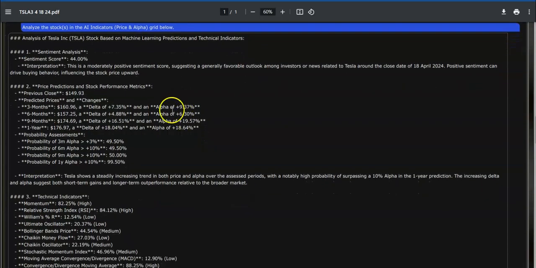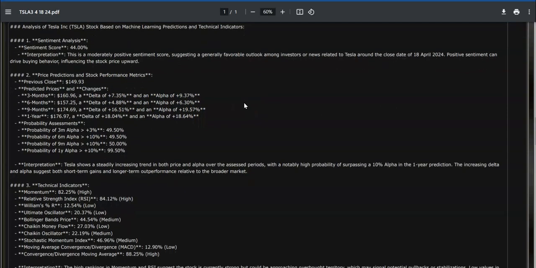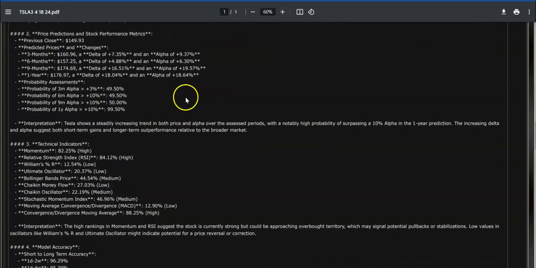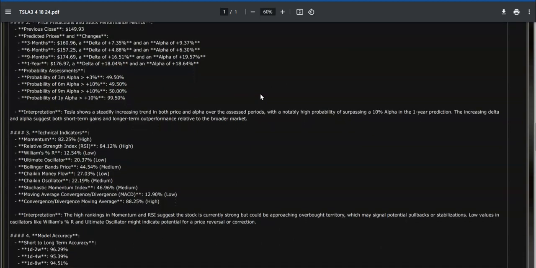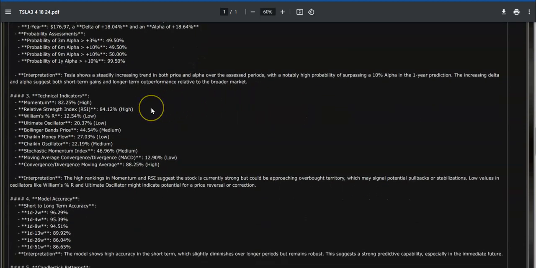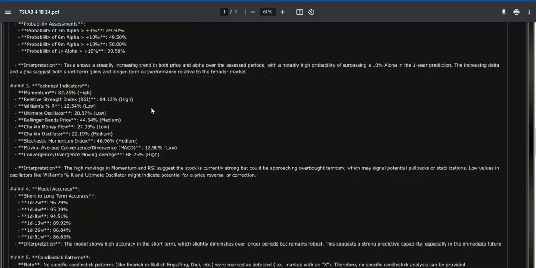And you can see it goes through from sentiment to the price predictions and stock performance metrics for Tesla, probability of alpha for Tesla, and then it goes through various technical indicators that it finds useful in the analytics grid and tells us what the rank is for pattern recognition, whether it's high, medium, or low.